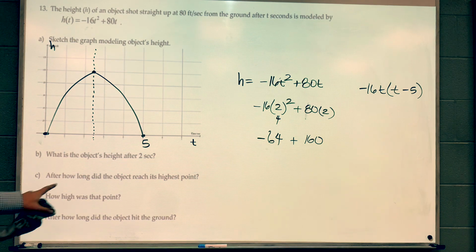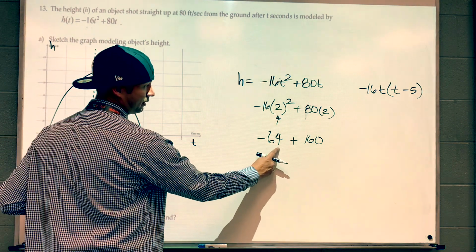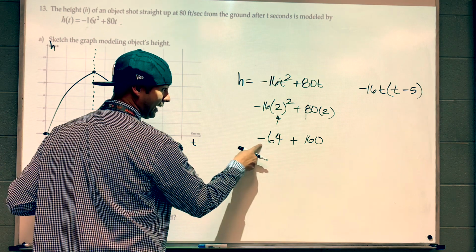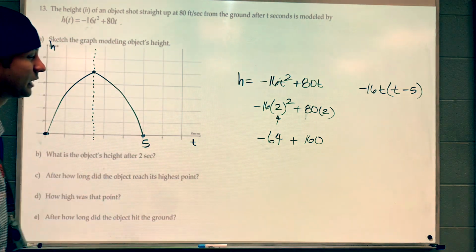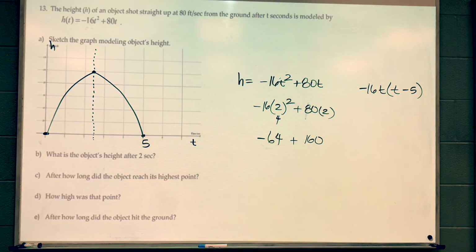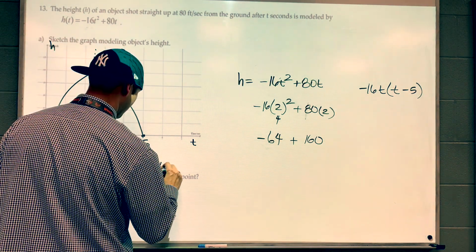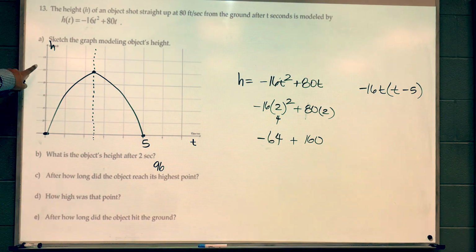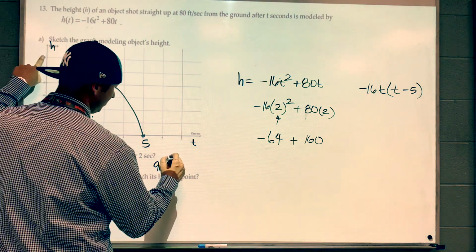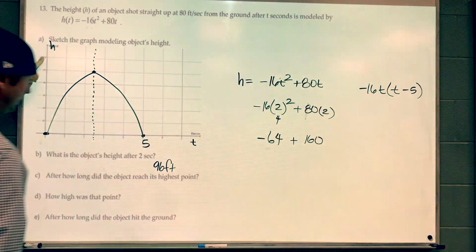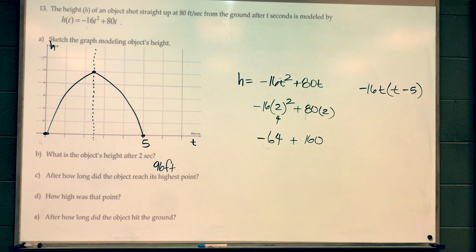Okay, so after 2 seconds, we get 164, -64 plus 160. So it's going to be 100 minus 4, 96. 96 what? 96 feet. And that looks about right. That's 100.